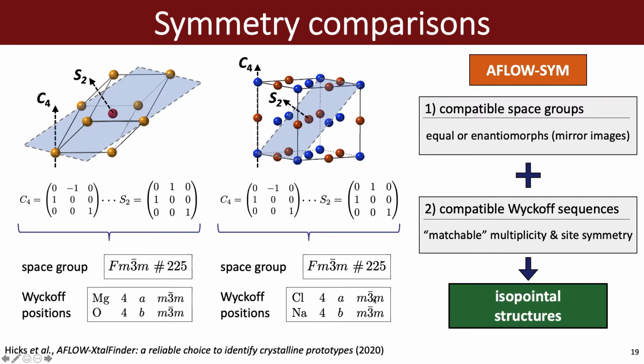However, for lower symmetry structures, these may actually be rearranged. So maybe it would be m-m-3-bar, for example. This is just a fictitious example. But we would need to permute this Wyckoff label to see if we can match it to this other one, and this is what I mean by matchable. This typically occurs for lower symmetry structures. If we compare against this, then we're able to group structures as being isopointal, meaning having the same symmetry. This is an analysis that we perform.